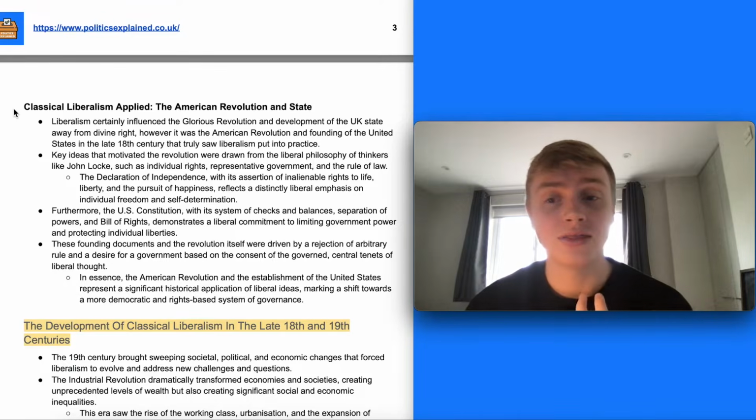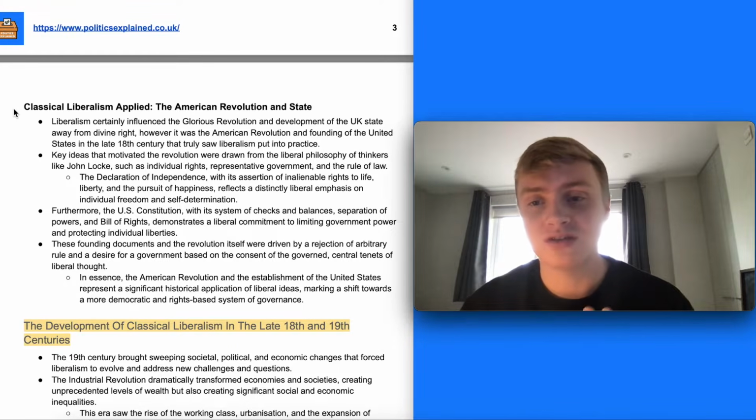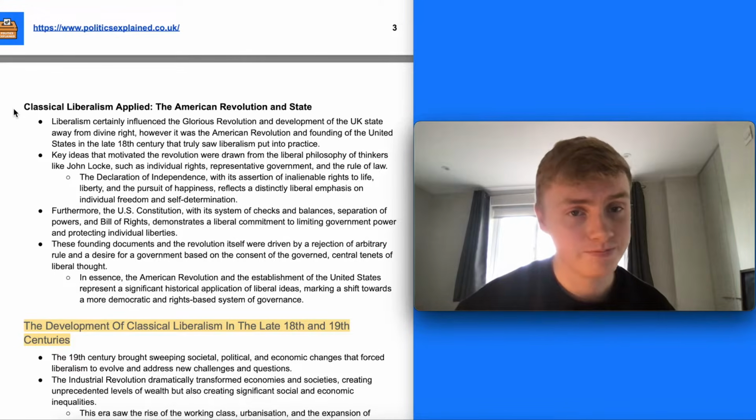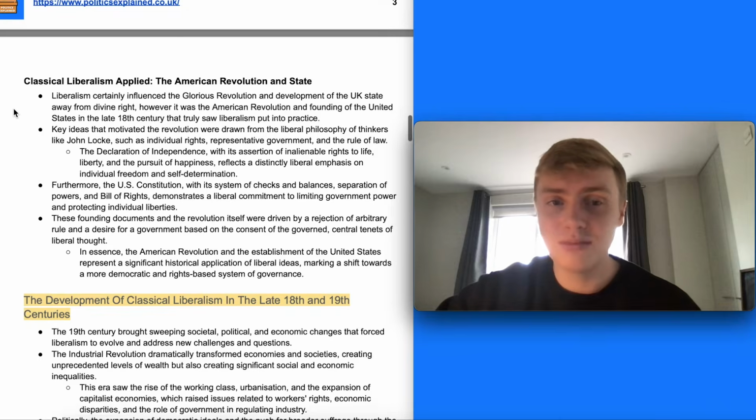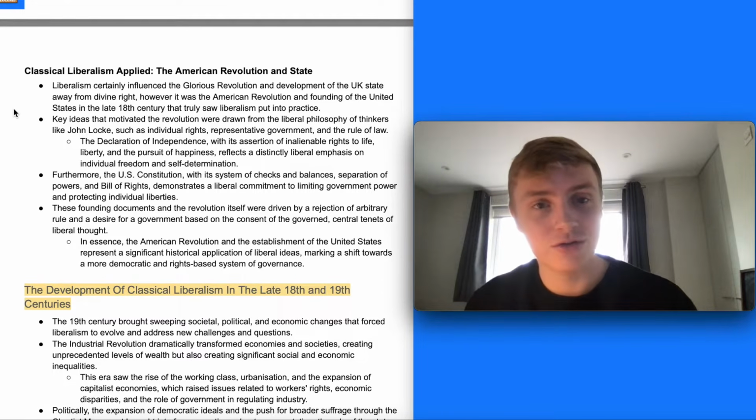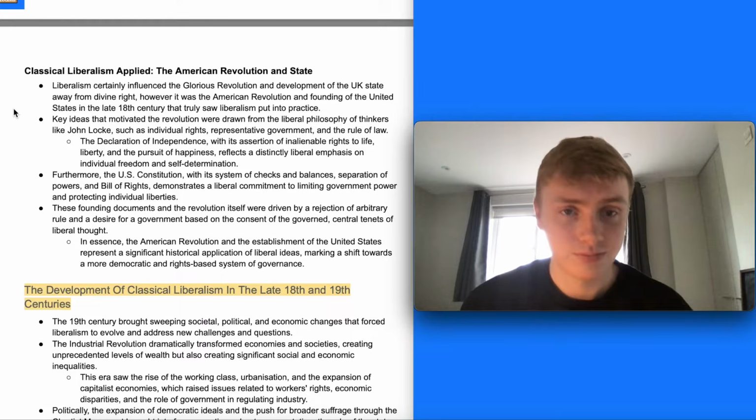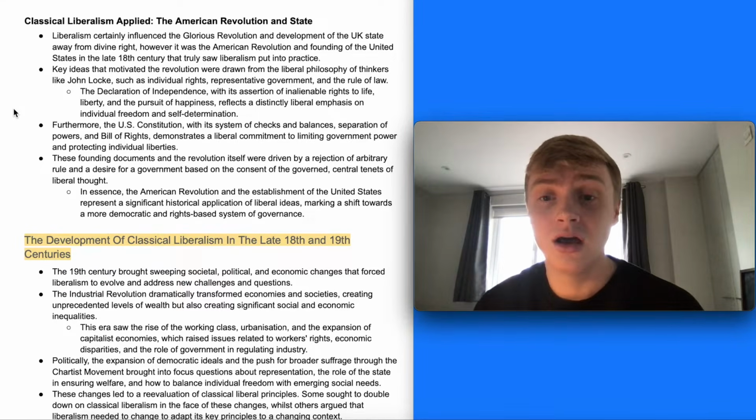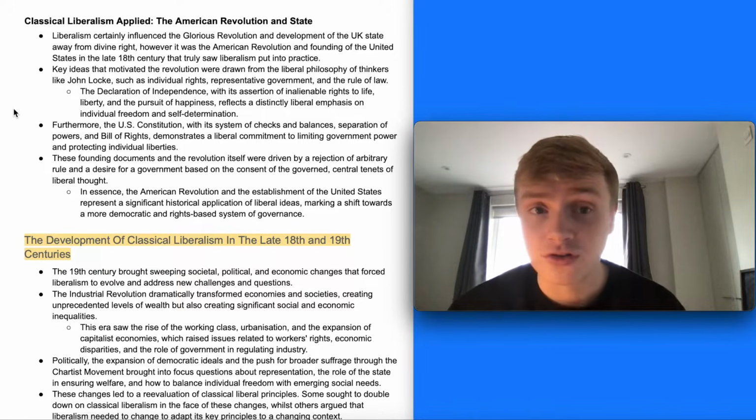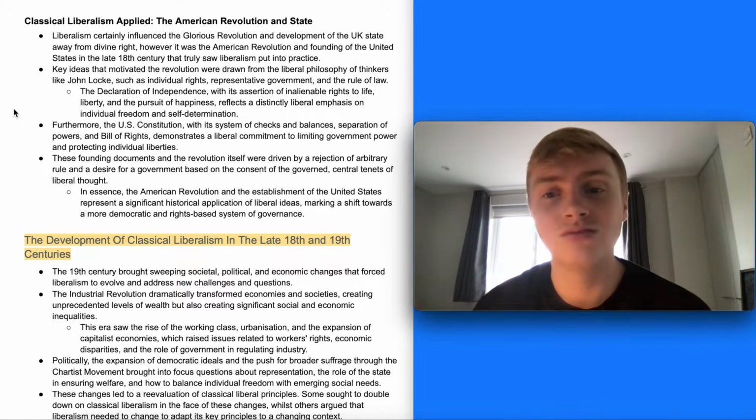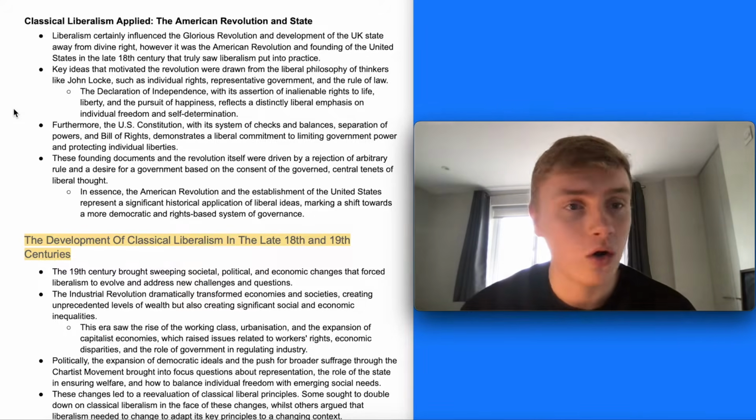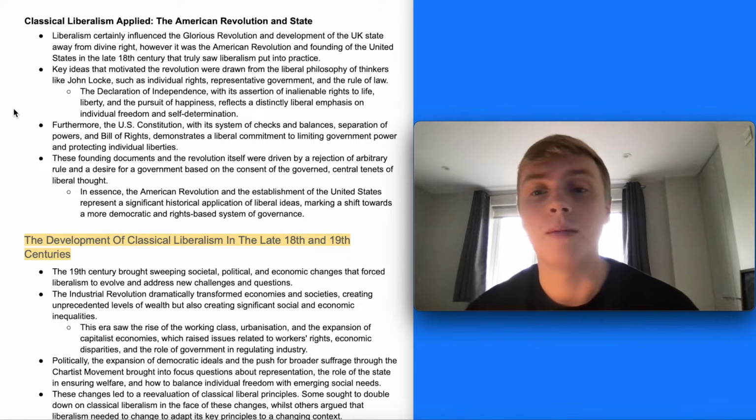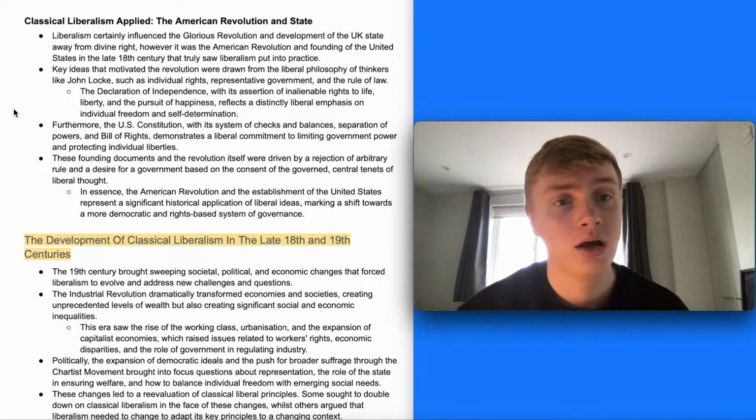But I think it's useful to understand that liberal ideas and classical liberal ideas were central to the American Revolution and in how the American state was designed. And crucially, liberal ideas influenced the Glorious Revolution, but it was really the American Revolution where they were put into practice. So in terms of ideas that motivated the revolution, a lot of these key ideas were drawn from classical liberalism and from Locke. So ideas such as individual rights, representative government, and the rule of law, and that's why they really opposed the British control in America.